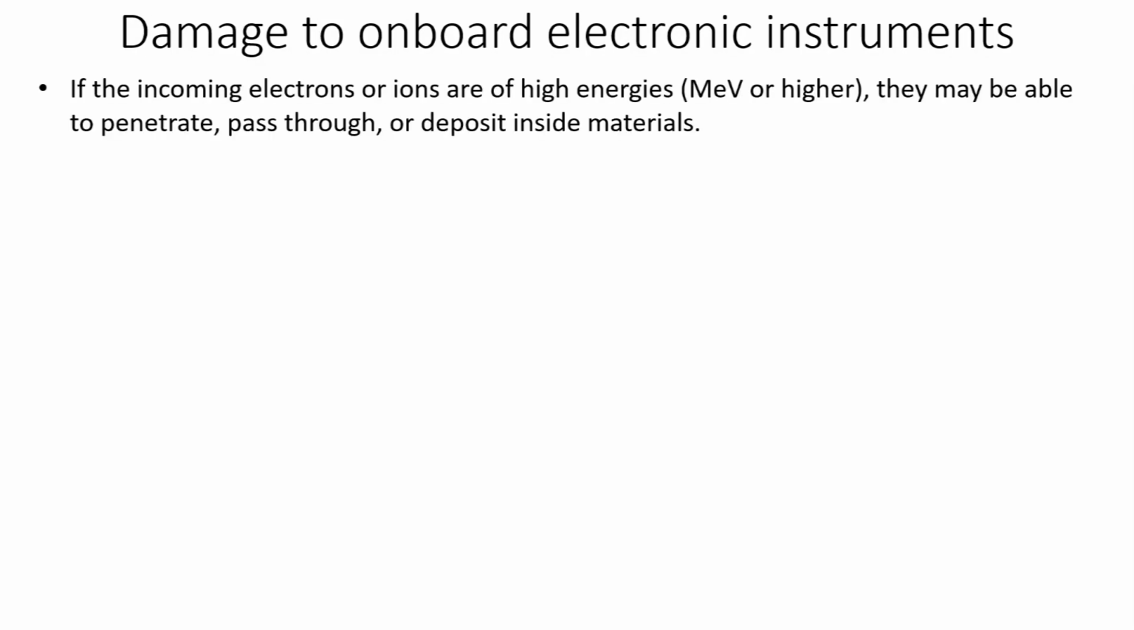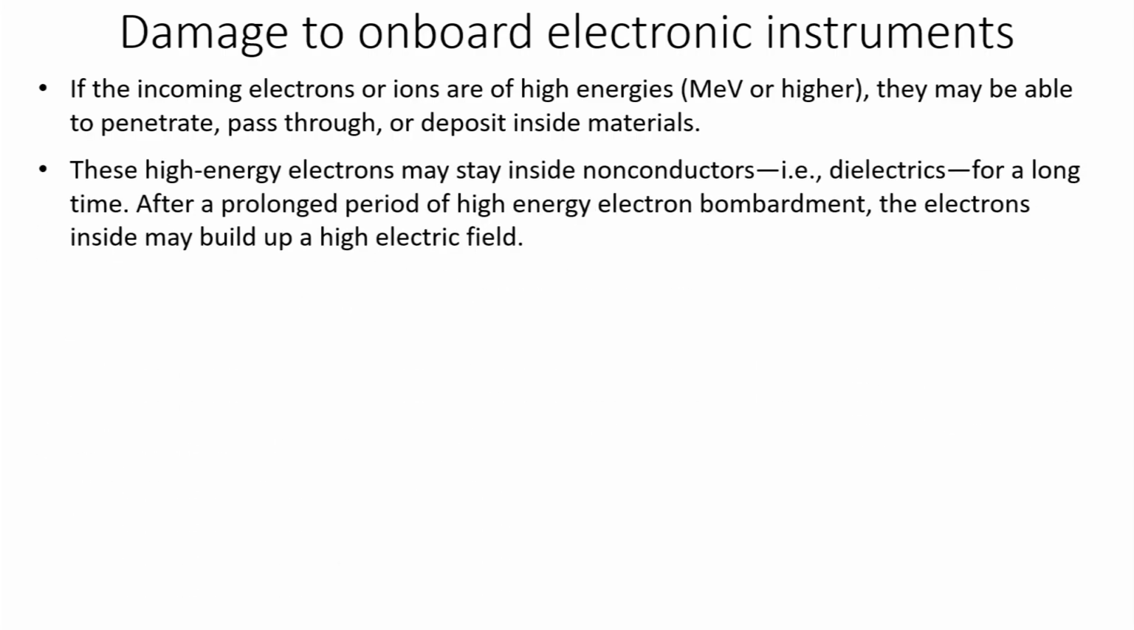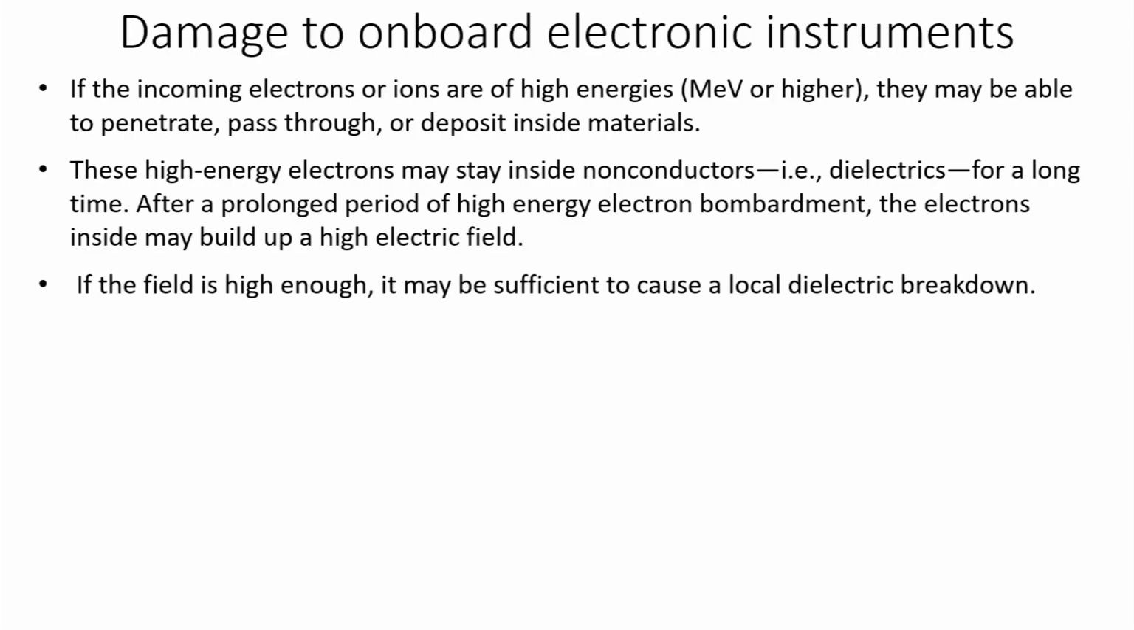Now we talked about surface charging, but if the electrons and ions are of higher energies, say mega electron volt or higher, they will be able to penetrate, pass through, and deposit inside the material. These high energy electrons may stay inside the non-conductor, that is the dielectric, for a long time, giving rise to bulk charging, and that bulk charging will result in damage to the circuit. And if the field is high enough, it may be sufficient to cause a local dielectric breakdown.